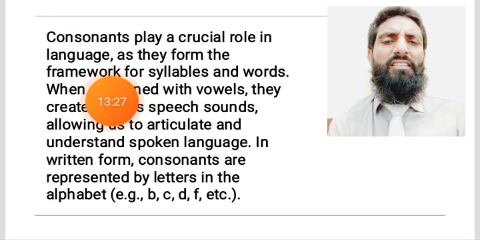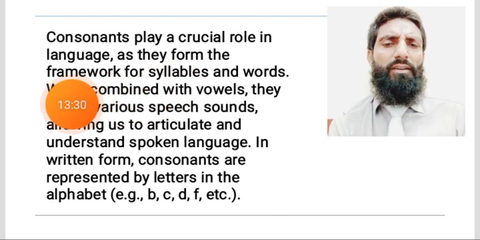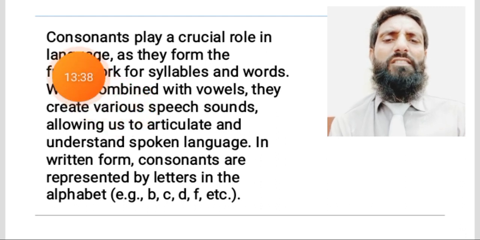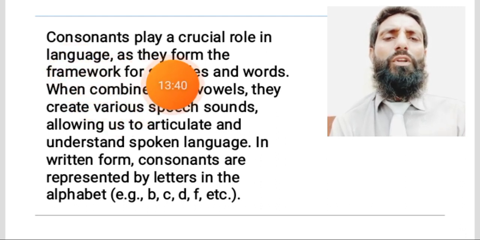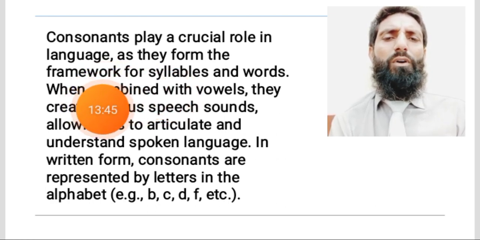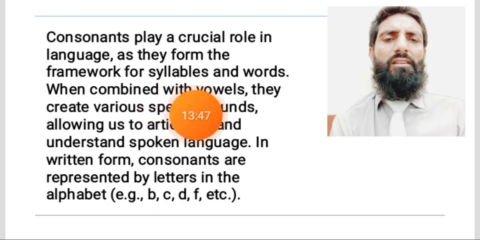And the same is the case with "framework." This is not "framework," this is "framework." For, no, it's "for." So let's try to understand. Consonants play a crucial role in language as they form the framework for syllables and words.